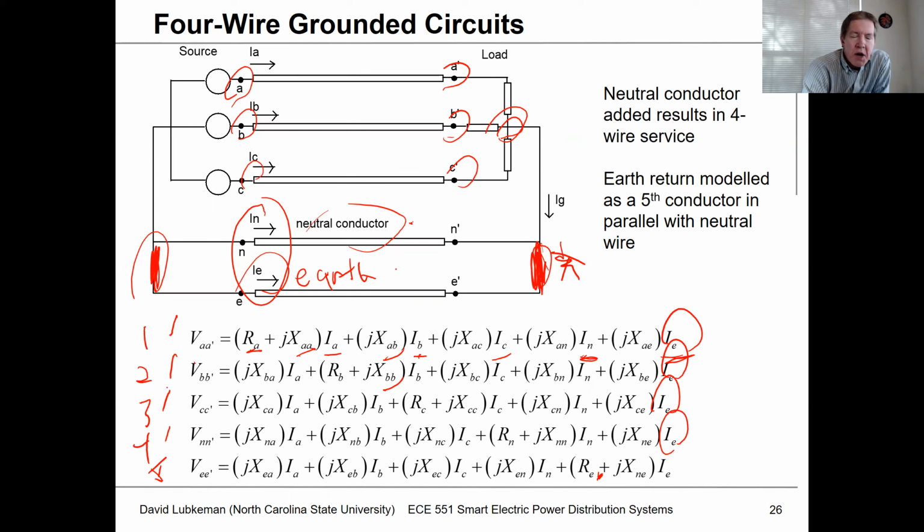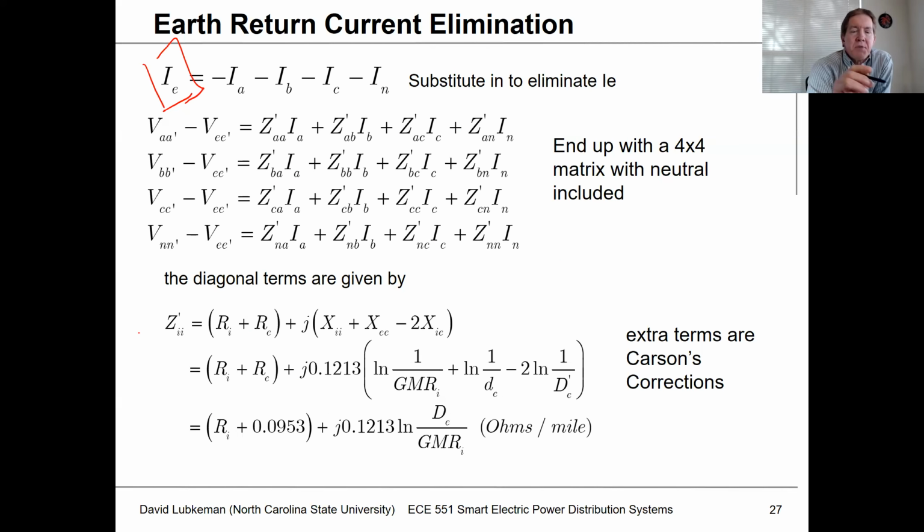I could subtract off equation 5 from these first 4 equations, 1 through 4. And if I subtract off equation 5, then for the first equation, I'm going to get a modified equation 1. This is going to be VAA prime minus VEE prime, which is going to turn out to be ZAA prime times IA plus ZAB prime times IB plus ZAC prime times IC plus ZAN prime times IN.